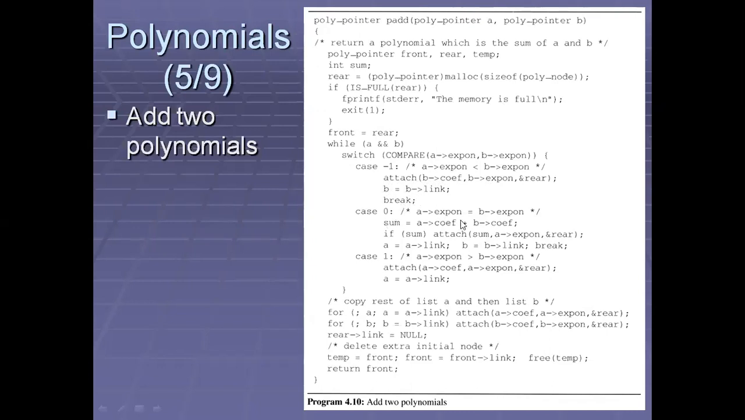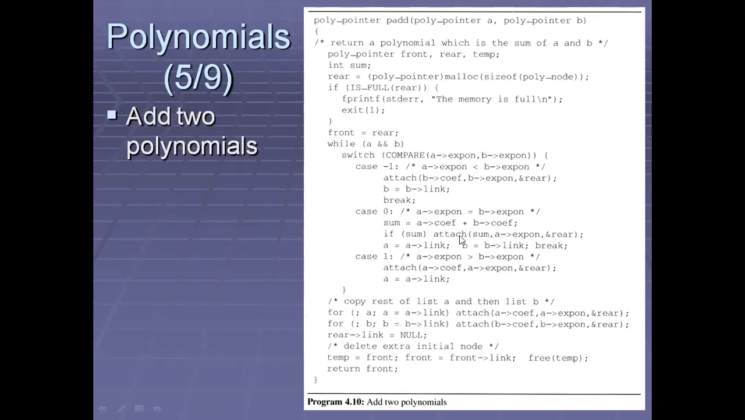If A of exponent is equal to B of exponent, then what will I do? I will sum A and B coefficient. A coefficient and B coefficient I will add. If sum, attach sum, A of exponent and rear. So you can see here, sum is equal to A of coefficient plus B of coefficient, and the same exponent part, and I will attach it to the rear part. So next one is A is equal to A of link. Next B is equal to B of link.